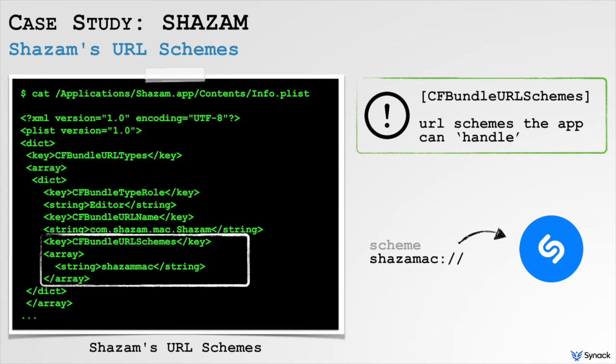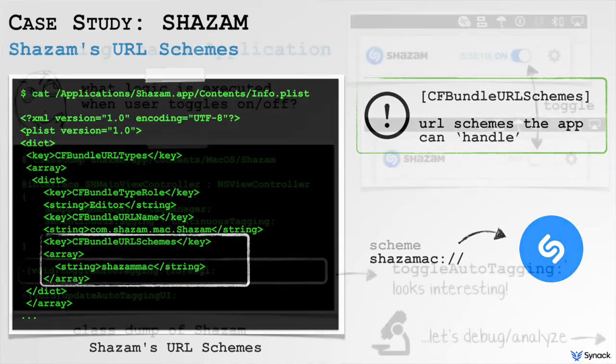So that's exactly what's happening here. The helper application executes Shazam Mac slash launch. The operating system looks up who's responsible for handling that, which is the main Shazam application, and then executes the main Shazam application. So this is just how Shazam is automatically launched when you log in.